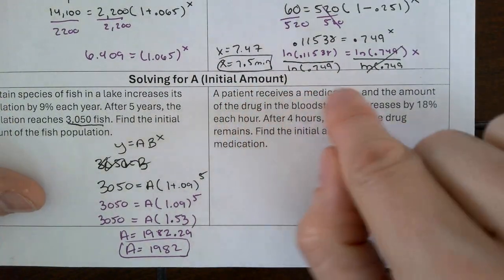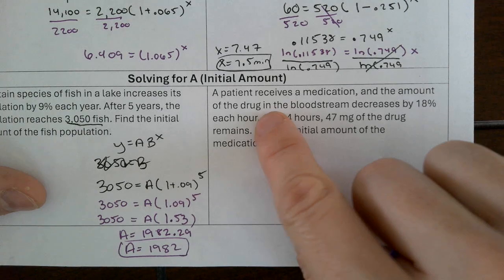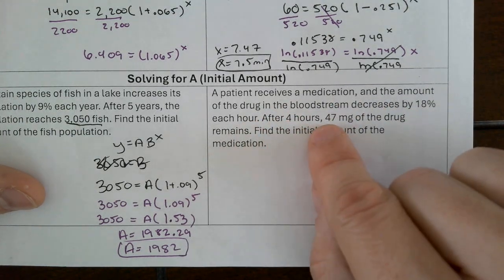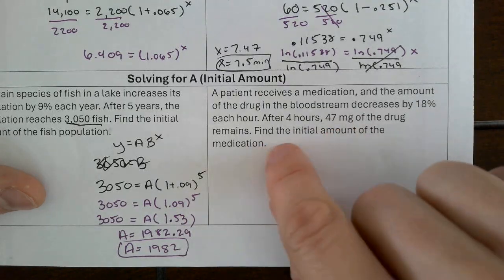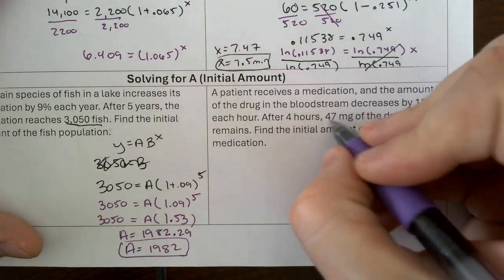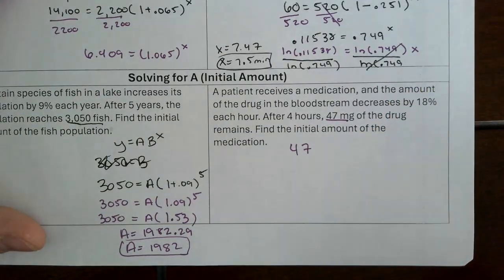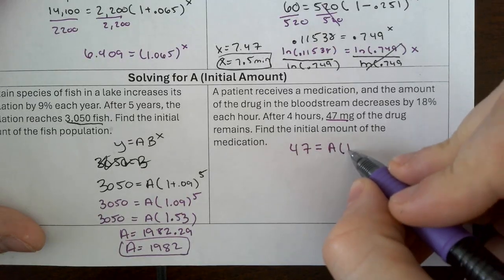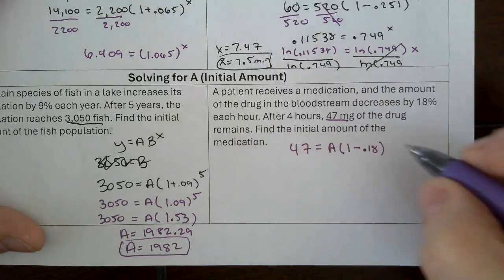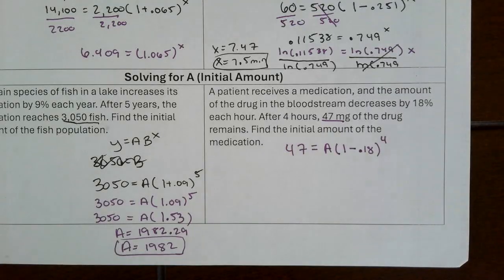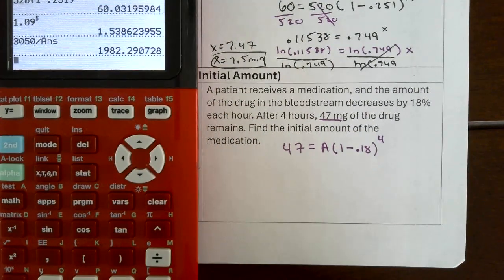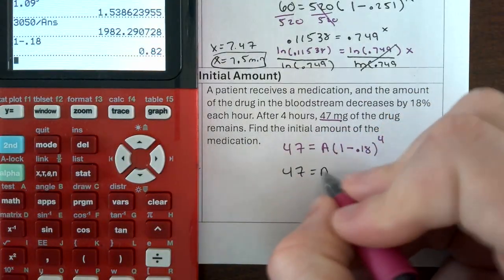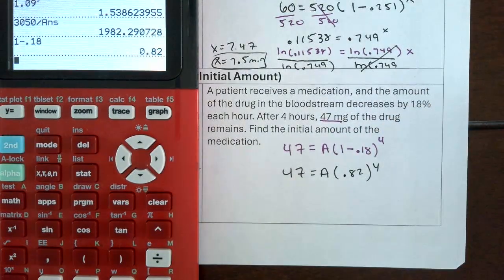A patient receives a medication. Oh, no. The amount of the drug in the bloodstream decreases by 18% each and every hour. After 4 hours, 47 milligrams of the drug remains. Find the initial amount of medication. So 47 would equal, and we're looking for the a. We have 1 minus, because it's a depreciation, and then we have 4 hours. We do 1 minus 0.18, which is 0.82. 47 would equal a times 0.82 raised to the 4th power.